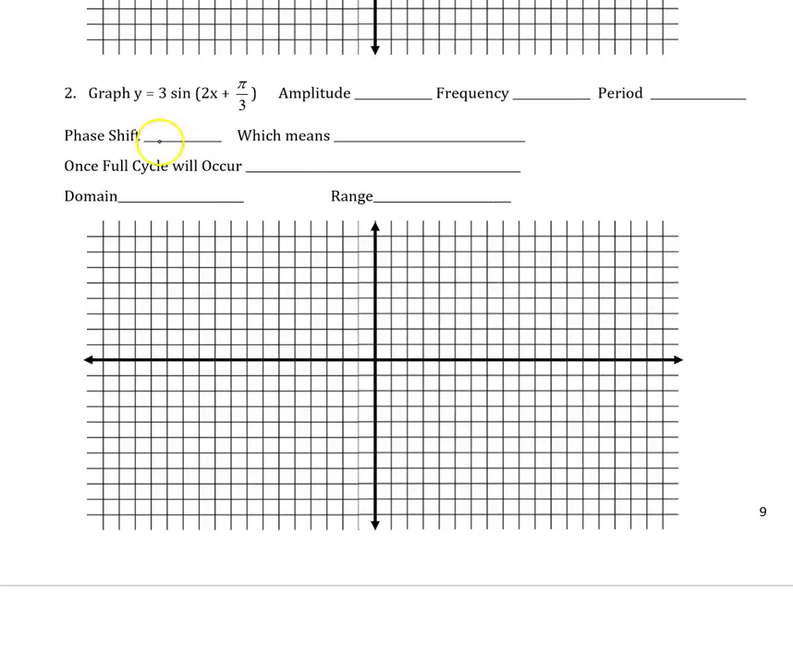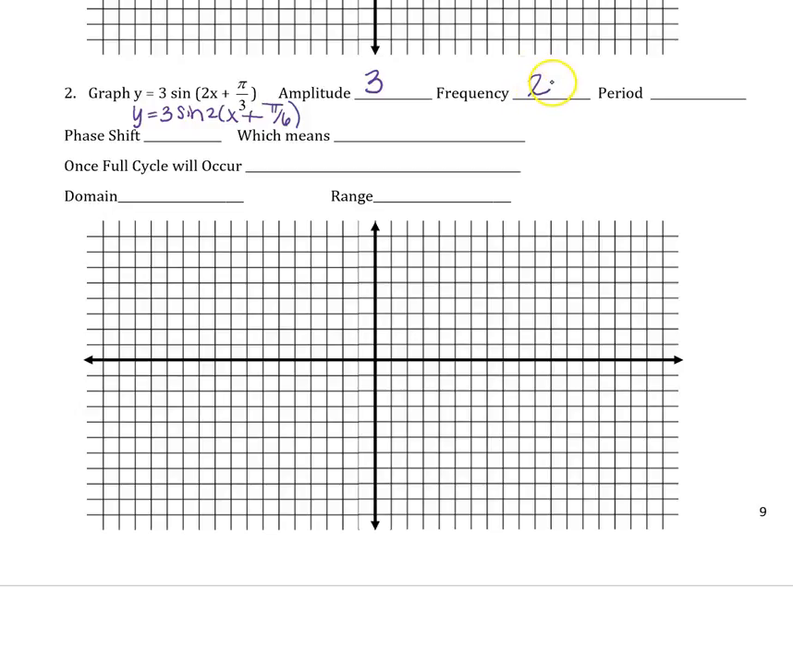Now I need to answer some questions about it first before I go through and graph it. So the first thing I got to do here is recognize that the frequency, this 2, needs to be factored out. So I'm going to rewrite this as y equals 3 sine of 2 times x plus pi over 6. So pi over 3 divided by 2 gives me pi over 6. That's how I got that. So the amplitude of this graph comes from this leading number, which is 3. The frequency is this number here, 2.